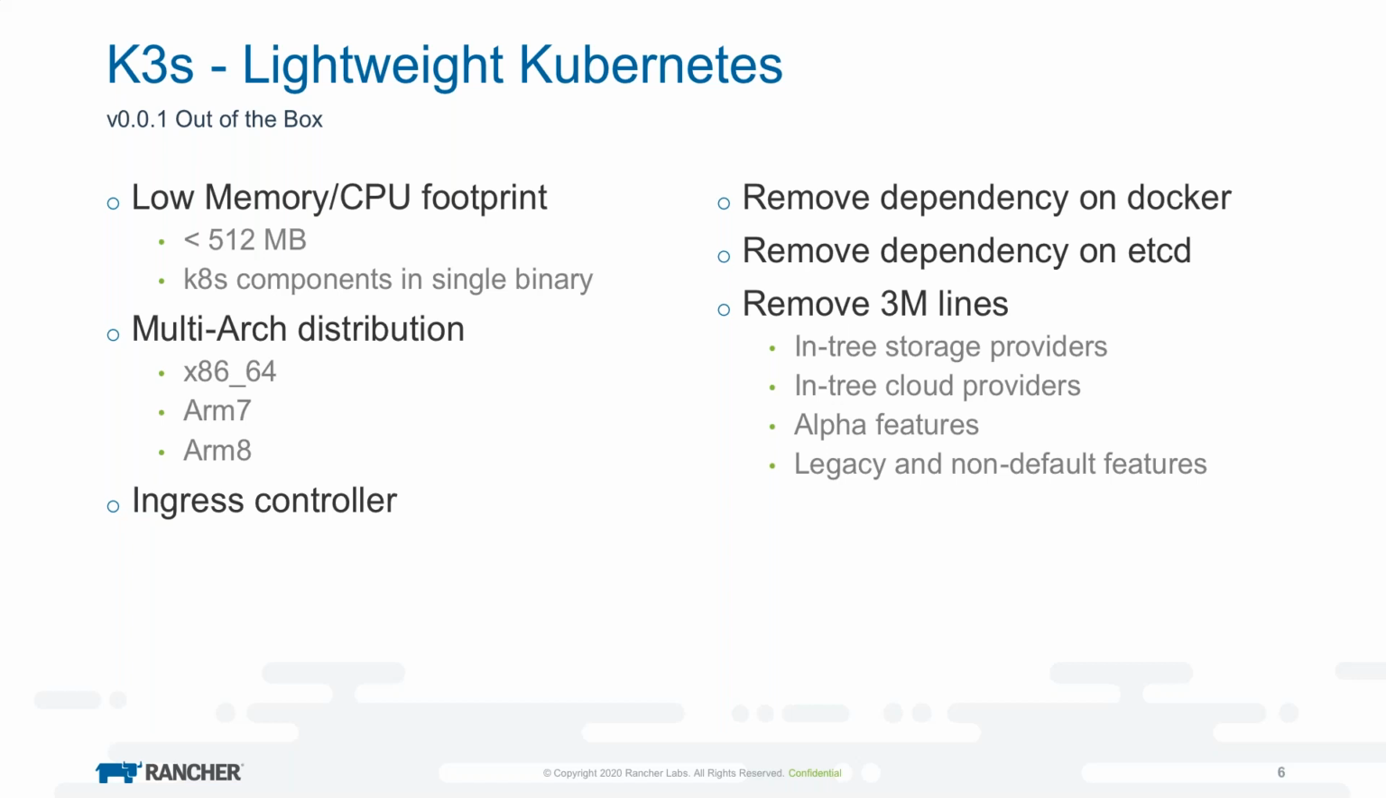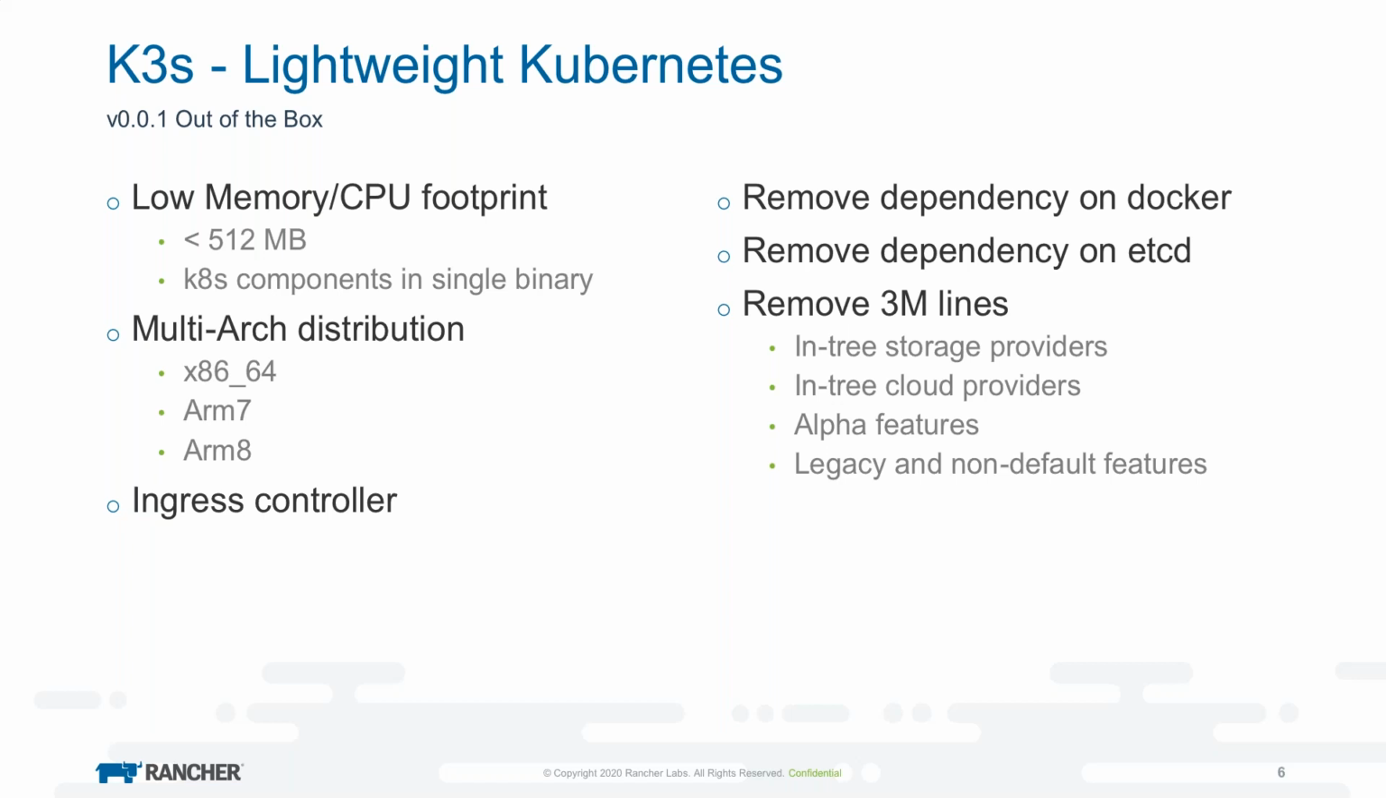It was important, based on the landscape and the interest in a lightweight Kubernetes, that we were deploying to both ARMv7 and ARMv8, as well as x86. We deployed out of the box with an Ingress controller. We removed the dependency on Docker. As you saw, we have containerd instead of Docker. And then we removed the dependency on etcd, which is where we put in SQLite instead of etcd. Overall, we removed about 1 million lines of code, and that included entry storage providers, entry cloud providers, alpha features, legacy and non-default features.